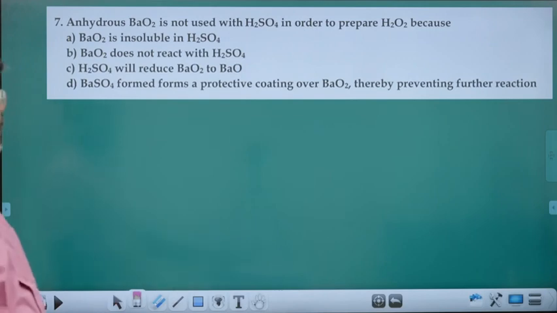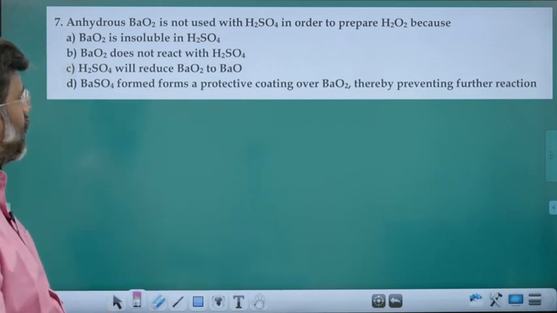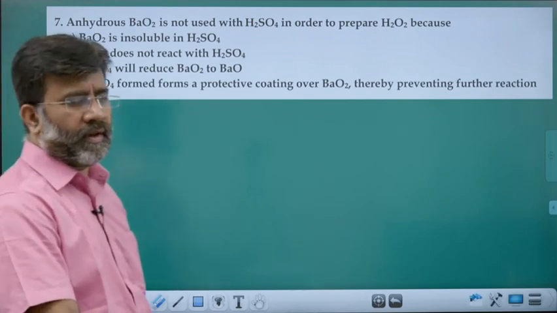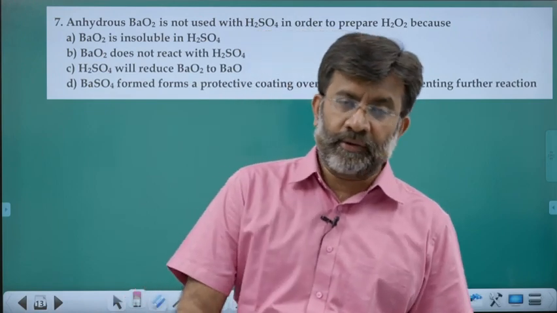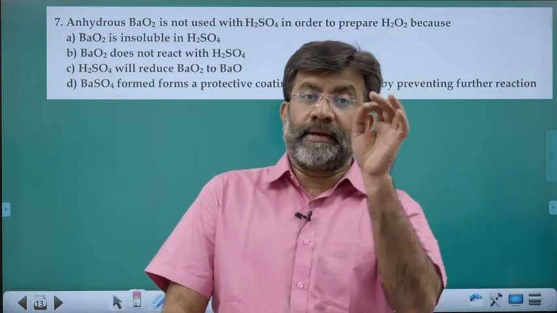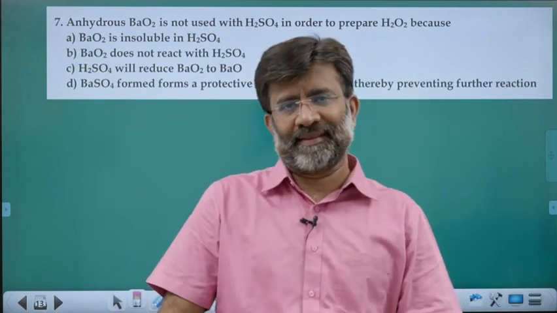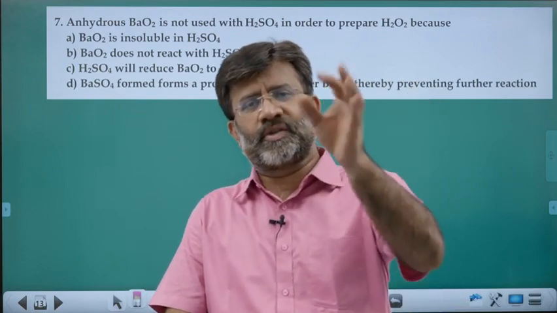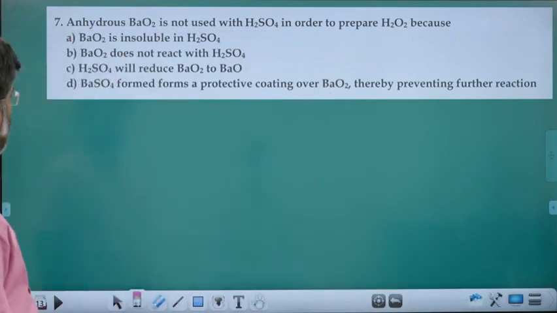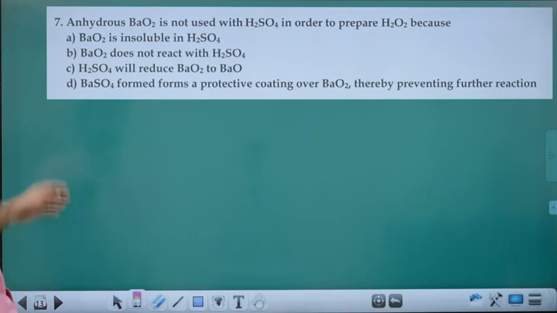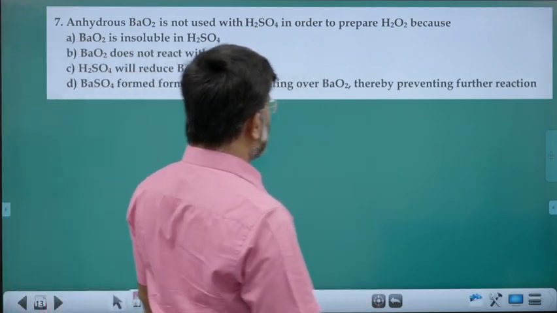Anhydrous barium peroxide is not used with sulphuric acid to prepare H2O2. Why? For the preparation of hydrogen peroxide, we are using barium peroxide, and you know we are using hydrated barium peroxide. Hydrated barium peroxide is essentially required. Now the question, why so? Because option D: barium sulfate will form a protective coating over barium peroxide, thereby preventing further reaction.